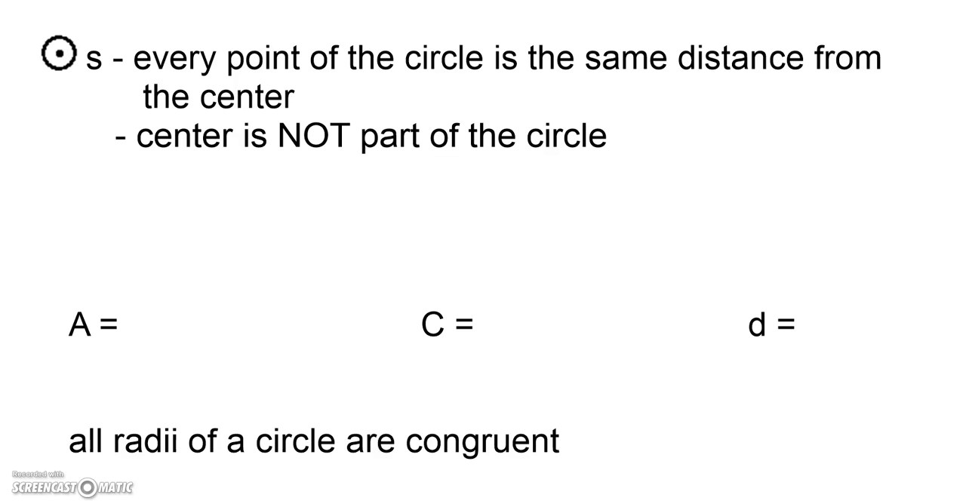Let's talk about circles. This is the symbol for circles. It'll tell you what is the center of the circle. And every point of the circle is the same distance from the center, and the center obviously cannot be part of the circle.